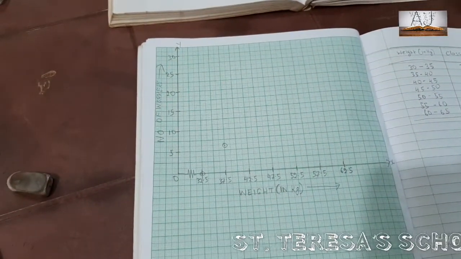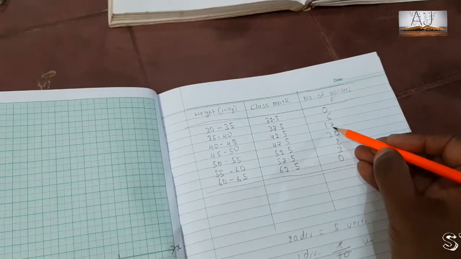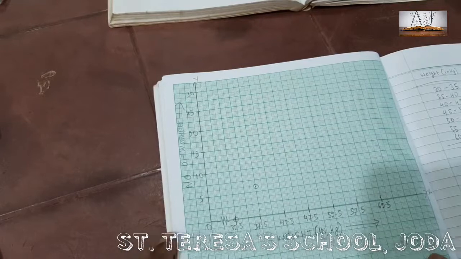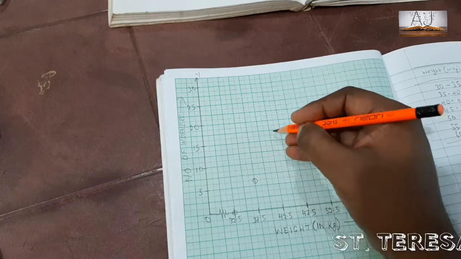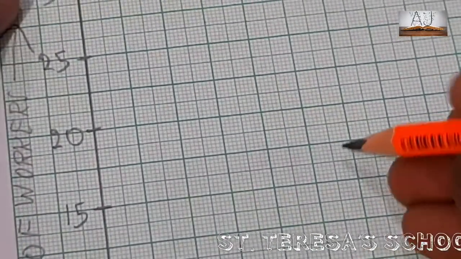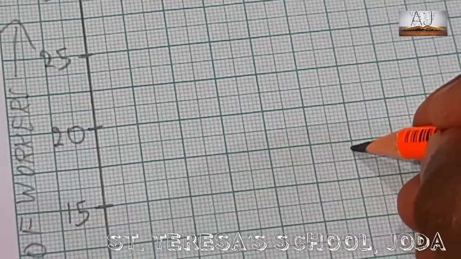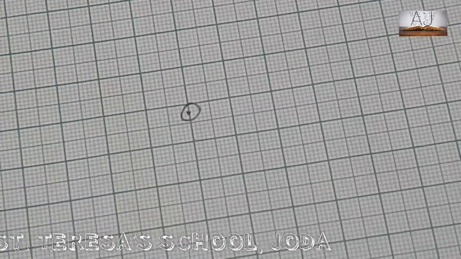Now, let us come to the next one. Next one, what do we have? 42.5, 17 you have to mark. 42.5, 17. So here this is 42.5 and 17. After 15, 8 divisions. After 15, you have to mark 8 divisions. 42.5 after 15, 8 divisions. So this is 5, 6, 7, 8. This is 8 divisions. Take a close look. 8 divisions. Okay, here.